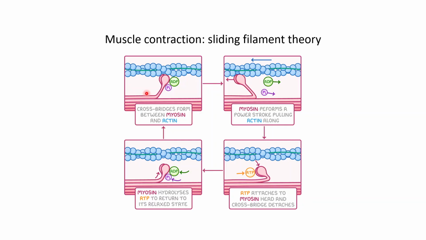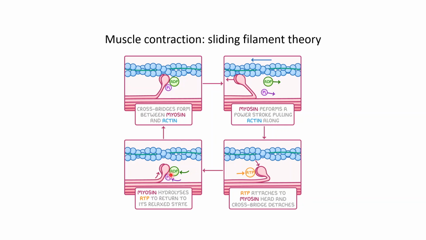And that is what then essentially allows the myosin heads, which are already bound to ADP and phosphate from the earlier ATP hydrolysis, to get exposed and then bind to the exposed sites of actin and form cross bridges. So where are we?